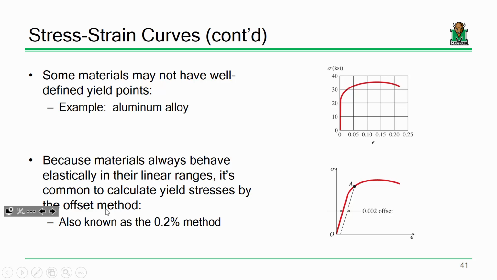Because something like aluminum doesn't have a nice, pretty plateau that we can go up on. We got to use something, right? And a 0.2% offset stress is a pretty useful value in terms of design. Does that make sense? Sound good?